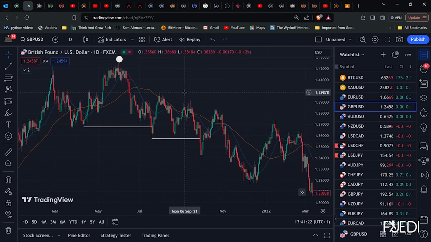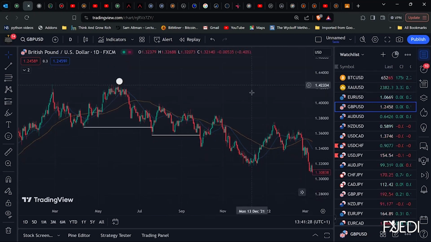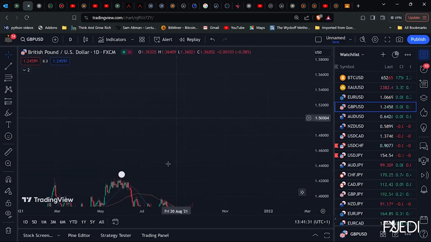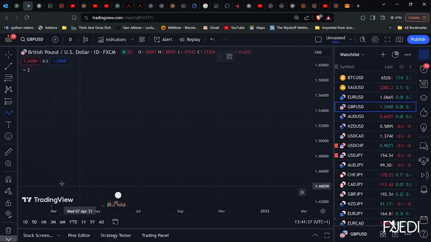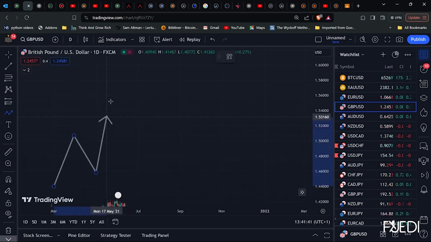Now, here's how I want you to think of the market. Let me just take this out of the way, like so. When price is moving in a specific trend, so in a bullish market, let's say price is moving higher highs, higher lows.